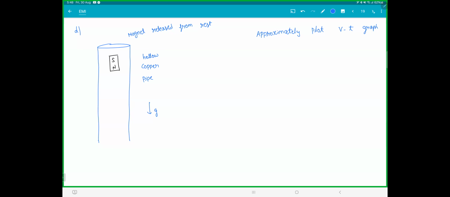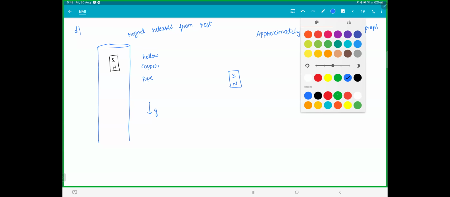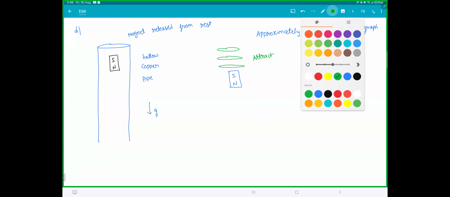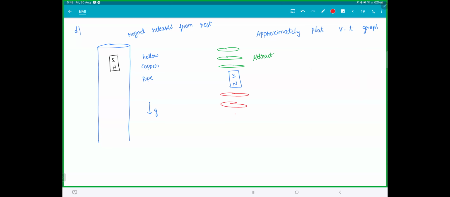What is happening here? When the magnet is falling, just now we saw the coils behind attract. If you are leaving a coil, it attracts. The coils in front of you repel. If you're entering a coil, you repel, and the coils behind will attract. So at any point of time, this is mg, and there is a magnetic repulsion. You can call it a magnetic drag, just like viscous drag.